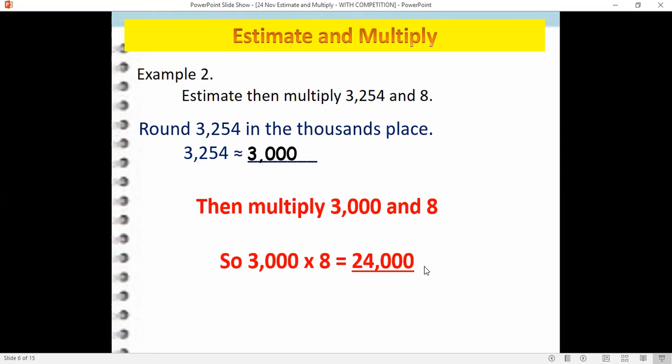3 zeros. Now, maybe you are wondering why we are not rounding 8 to the nearest 10. So keep this in your mind. When we are estimating, then multiply, if we have only a one digit multiplier, there's no need to round. If it's only one digit, then only the other multiplier, or the other factor, you are going to round before you multiply.